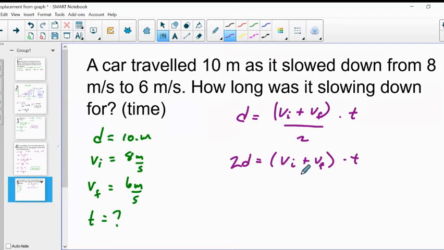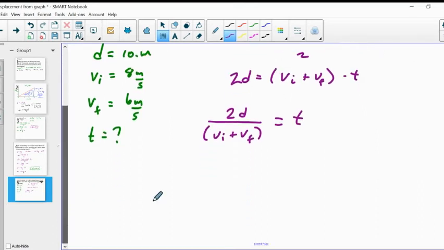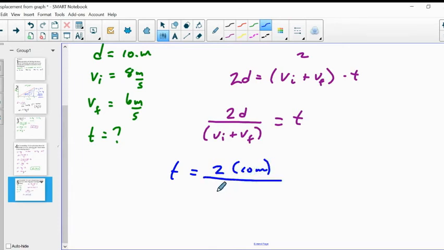And then if I divide each side by what's in brackets here, my change in velocity, it's not my change, but my velocity total, what I'll see is that 2d divided by vi plus vf, there's my formula for time. And what we need to do is get good at manipulating these equations to do that. I'm just going to reverse it around here.